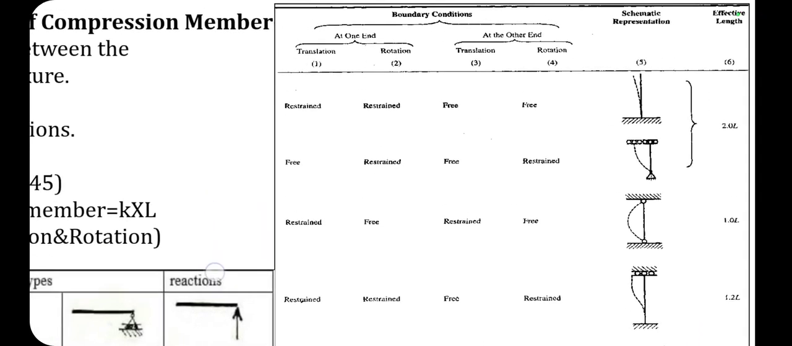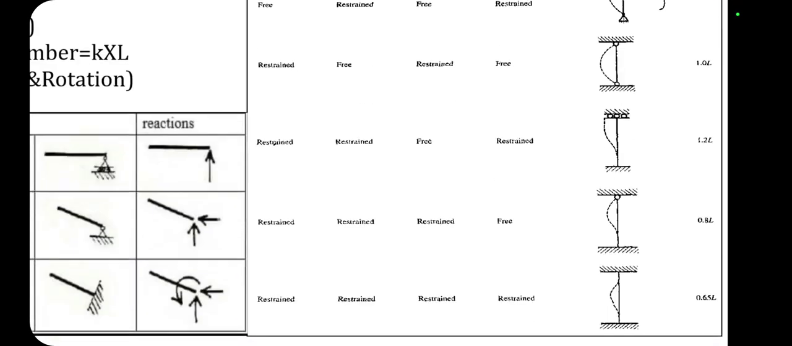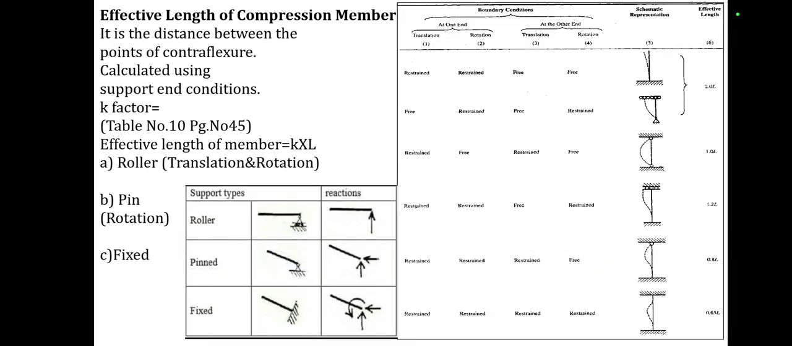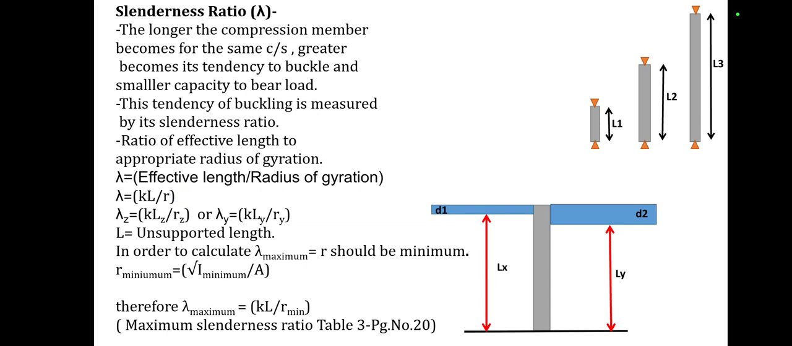Next, whenever at both ends the column is restrained against rotation and translation, meaning all four, that is rotation and translation at both ends are restrained, in that case the column has an effective length of 0.65 L. In this way we calculate the effective length of a compression member.